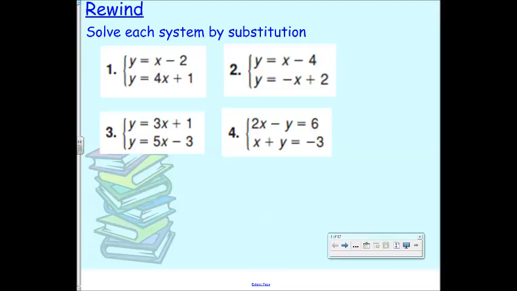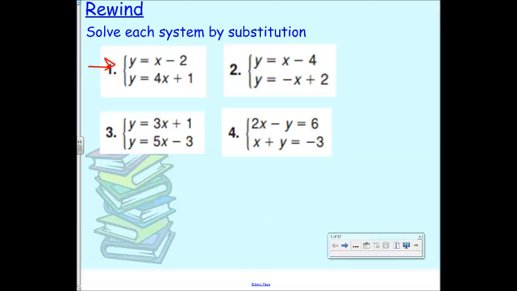So when you're solving a system by substitution, and remember a system is just 2 equations that work together where the variable equals the same thing, what that means is you're taking something out and you're replacing it. In the case of number 1, we've got 2 equations here. The first one says y equals x minus 2, and the second one says y equals 4x plus 1.